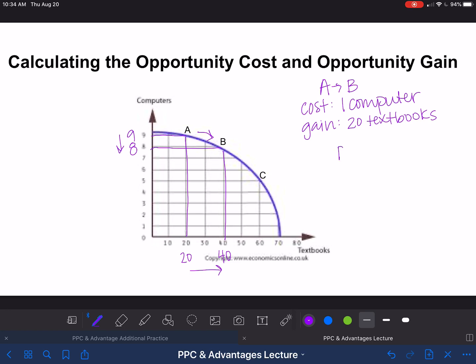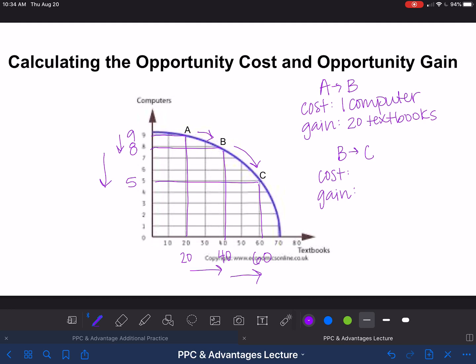Now let's look at changing production from B to C. Again, we're going to look at the opportunity cost of that change and the opportunity gain of that change. So we're going to go from B to C. At point C, we can make 5 computers and 60 textbooks. So at point B, we have 8 computers, and now at point C, we have 5 computers. And for textbooks, at point B we have 40 textbooks, and at point C we have 60.